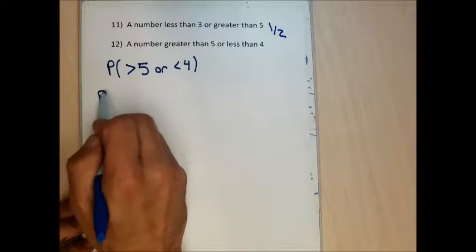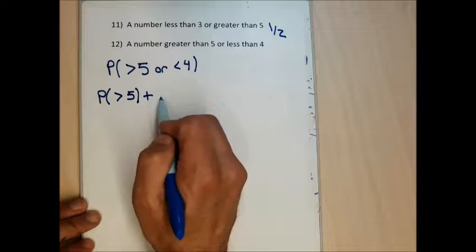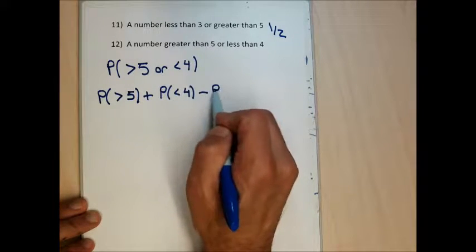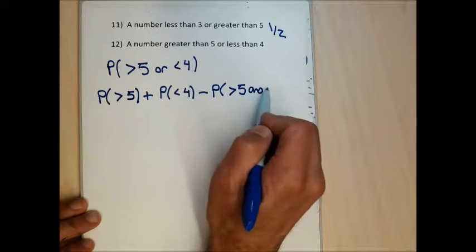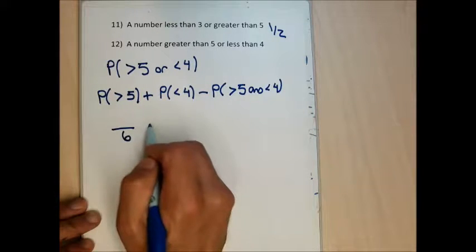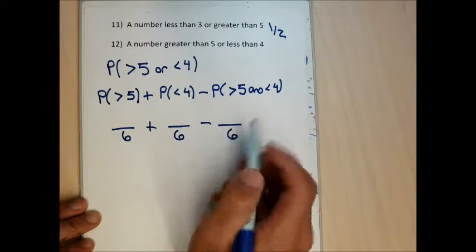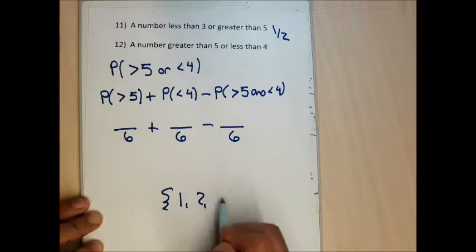That's the same as the probability of getting a number greater than 5 plus the probability of getting a number less than 4, less the probability of getting a number that's greater than 5 and less than 4. I'm going to do this by forming 3 fractions, and each of the fractions is going to have a 6 in the denominator. I'm going to recreate the simple sample space to get my numerators.